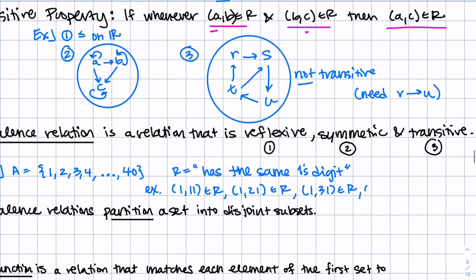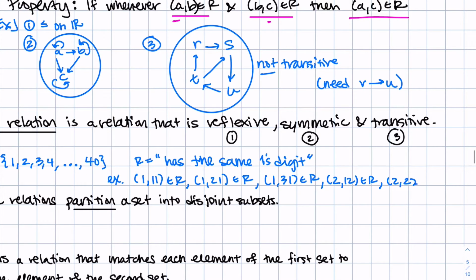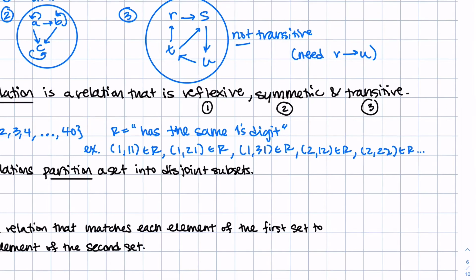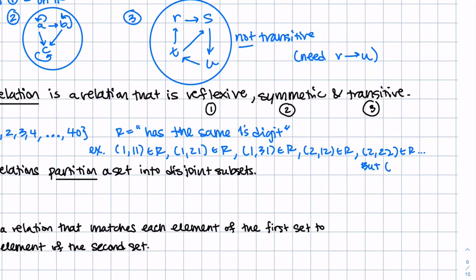Another example would be 2, 12, which is in that relation, and 2, 22 is in that relation, and so on. We can keep going through this pattern. But notice that things that aren't in there are things like 2, 20. The ones digit of 2 matches the tens digit of 20, but not the ones digit. So that's not in my relation, okay?